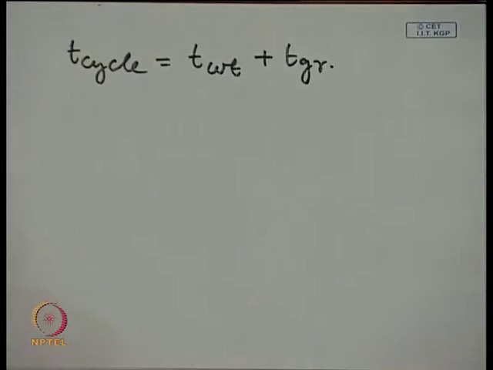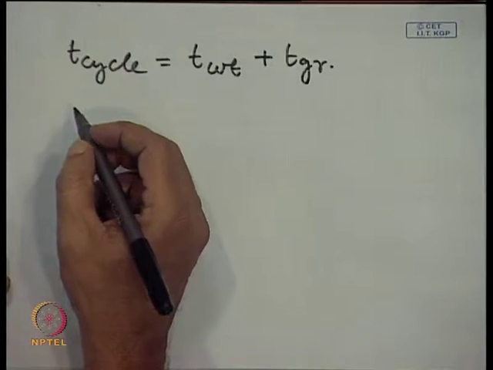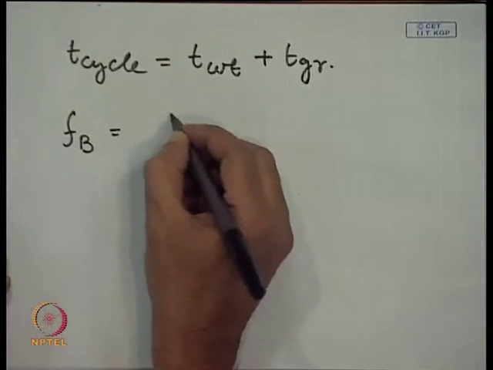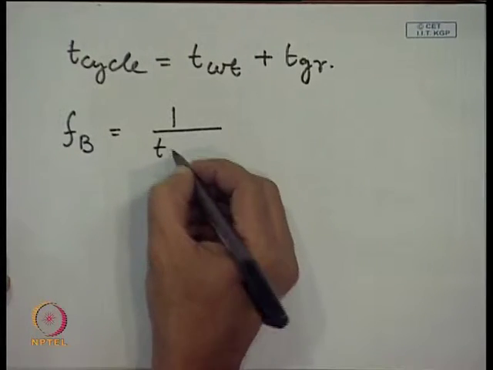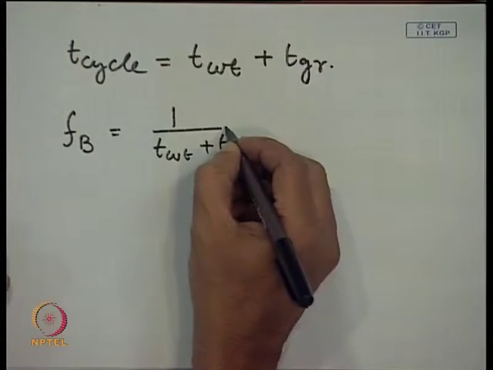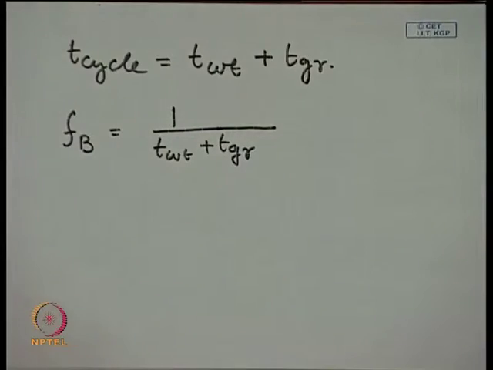Then, we can also calculate the frequency of bubble formation. If we call it FB, that will be 1 by TWT plus TGR. So, the frequency of bubble formation also we can calculate.